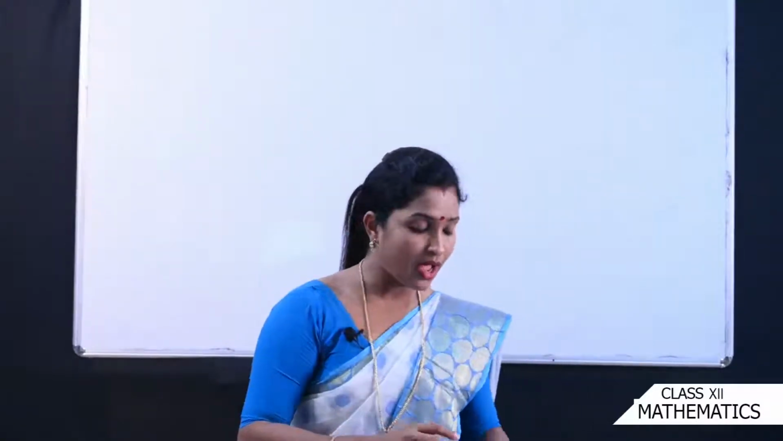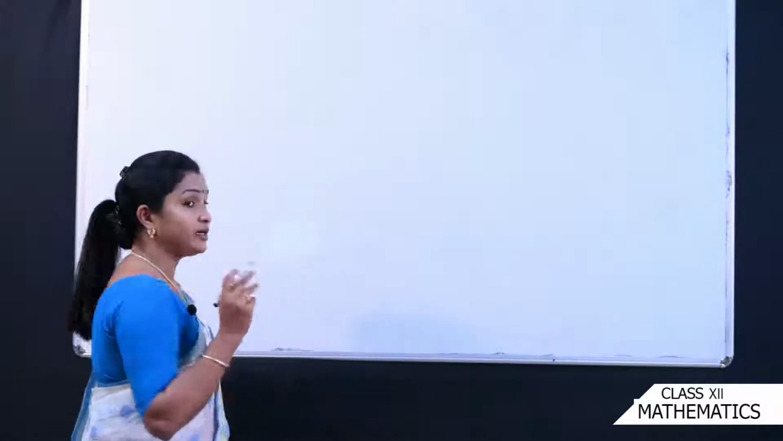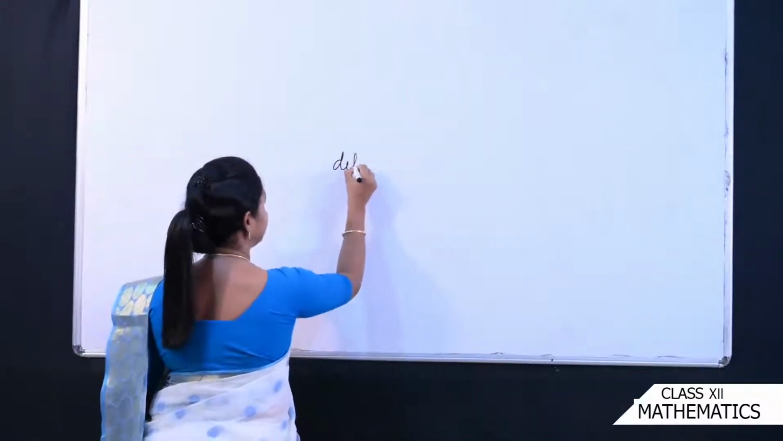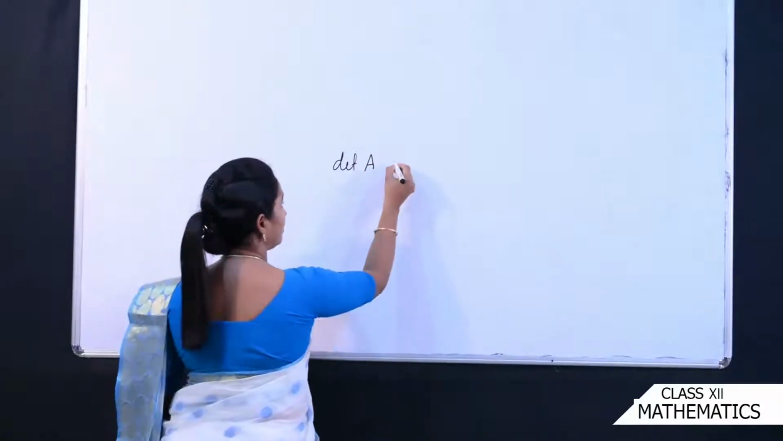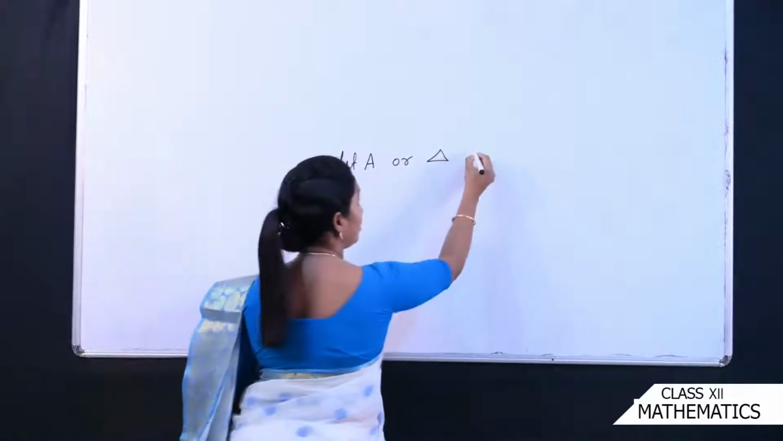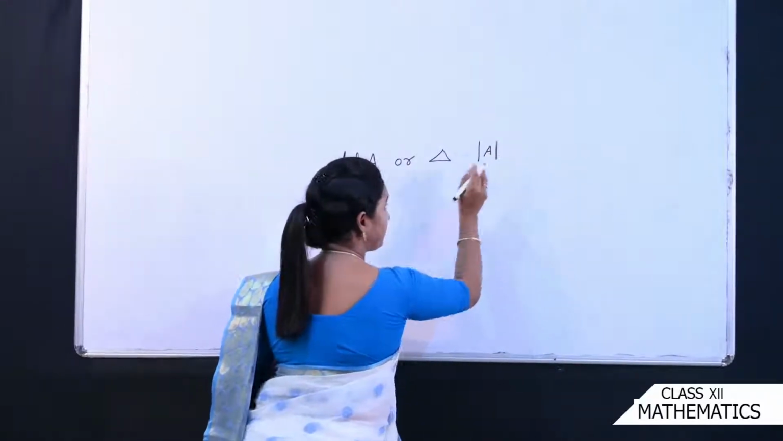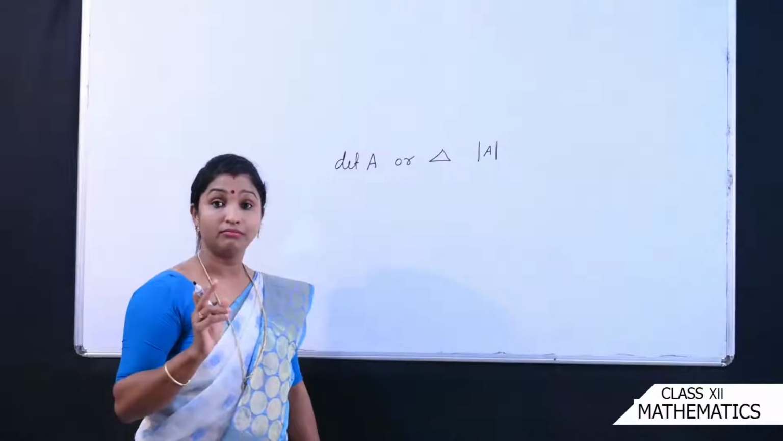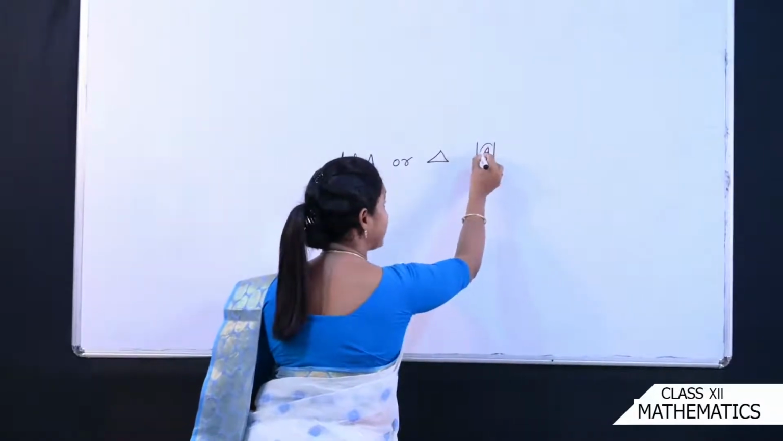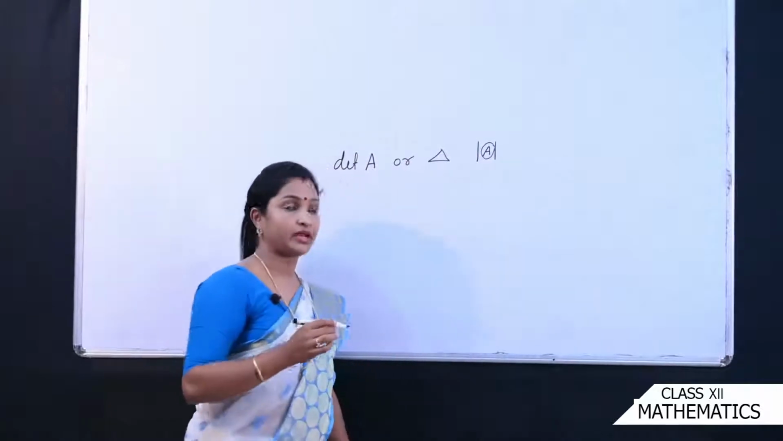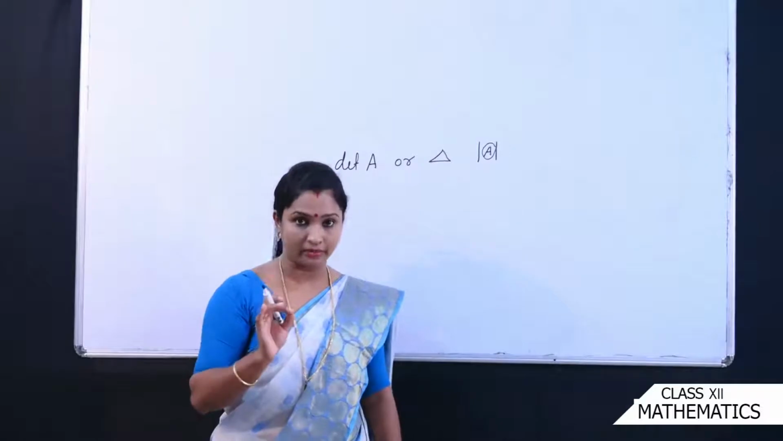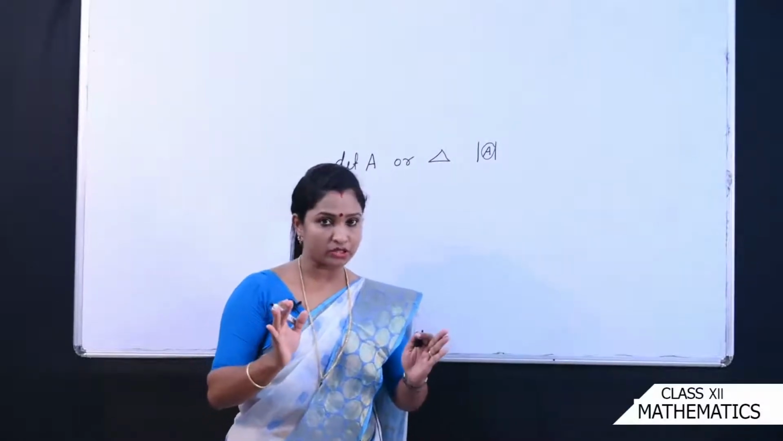Okay, and one more thing I want to tell you, determinant can be denoted like this, or this symbol is also used to denote the determinant, or like this. Remember children, this is not your modulus A, this is your determinant A, because A is a matrix. So when A is a matrix and you put a symbol like this, it is not mod A, it is determinant A. Clear? तो determinant आपको समझ में आ गया?